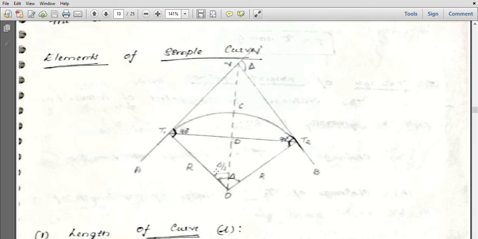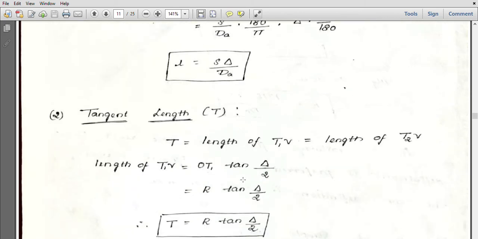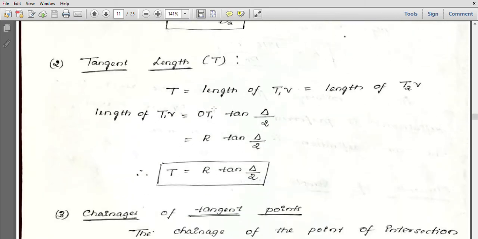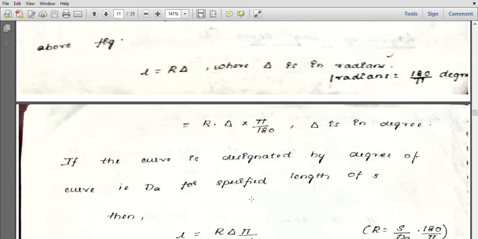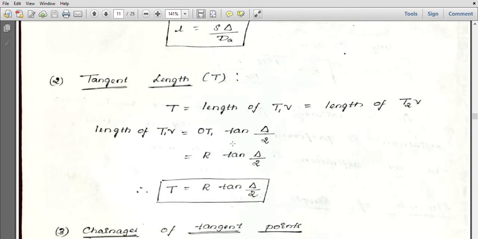Now delta by 2 is touching OT1, so we can write the length of T1B is equal to OT1 into tan delta by 2. We know that tan is equal to T1B divided by OT1. We want T1B. OT1 we know is the radius. So the length of T1B is equal to OT1 into tan delta by 2, and OT1 means radius. Substitute R into tan delta by 2. Therefore T is equal to R into tan delta by 2. This is the formula to calculate the T value.